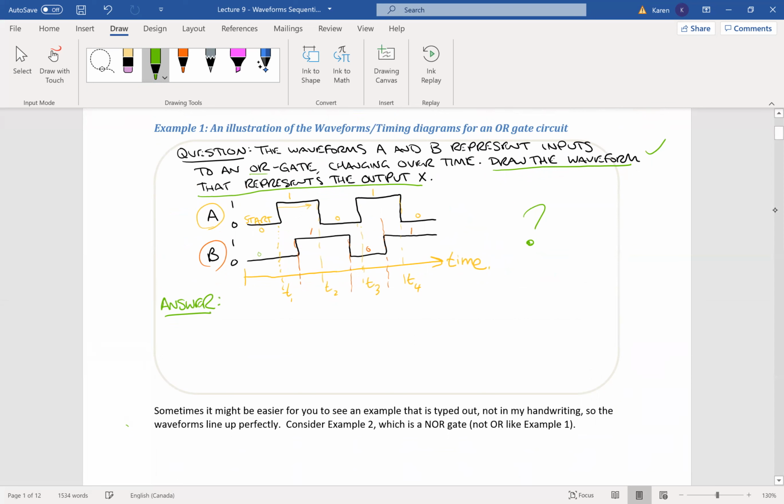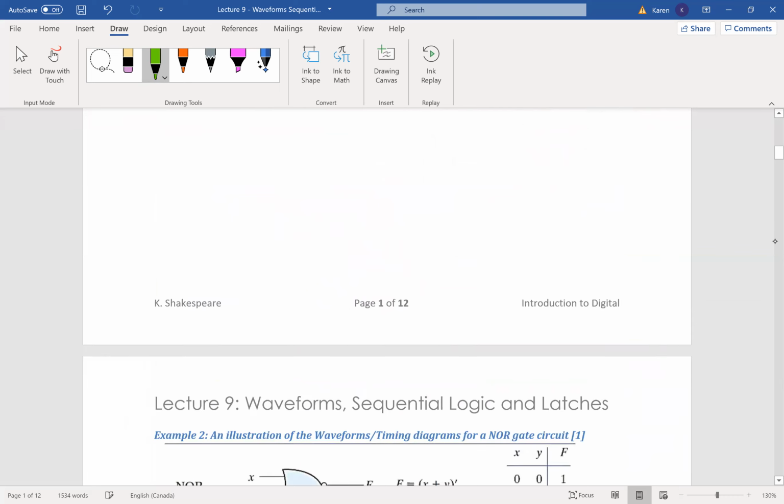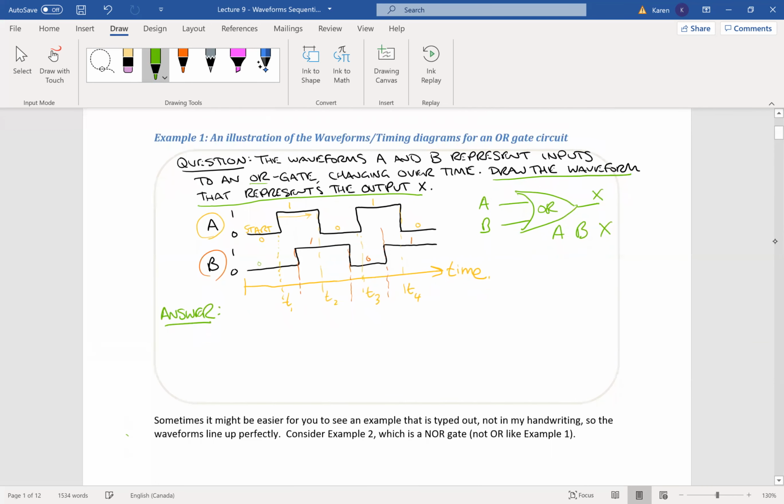That's just the question. So let's do the answer, and I'll do the answer in green. So the question is, draw the waveform that represents the output X. Well, the answer in green, I know it's an OR gate. So I first need to refresh my memory with what an OR gate means. That means A and B went into it, and the output is X. And here's how it behaves.